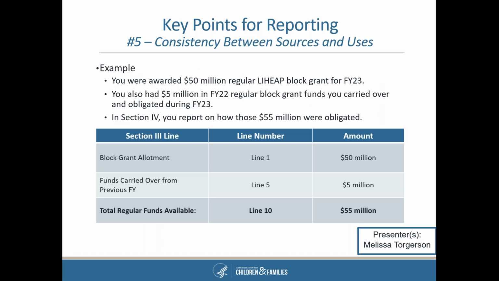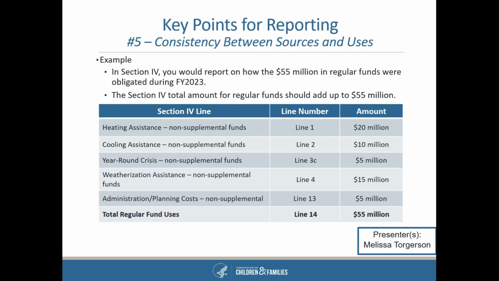You were awarded $50 million in regular LIHEAP block grant. You also had $5 million in FY22 regular block grant that you carried over from 2022 and obligated in 2023. And so the amount of funds that you had was $55 million. And when we go and look at your Section 4 uses of funds, we'd expect that $55 million to match up. And this is just an example of how that might look. Once again, as Dan said, we're looking at two different tabs or two different sections of the grantee survey, non-supplemental versus IIJA. And so this is just an example of the non-supplemental side. And what we would expect to see is how you've just parsed out those funds that are in the sources side.